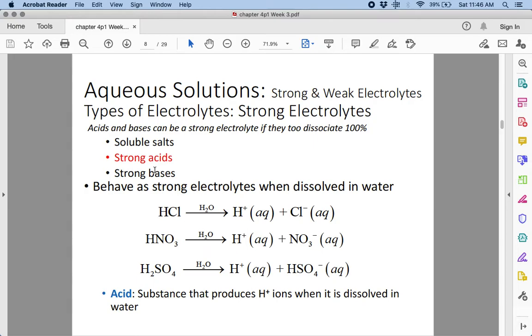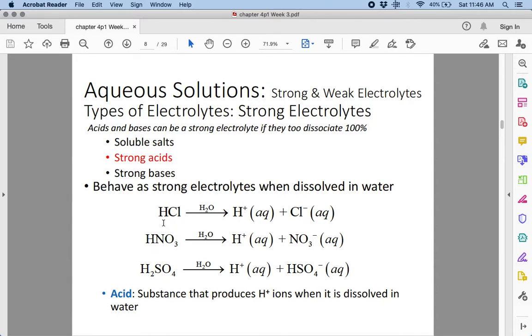So let's talk about our strong acids. Some examples I have here: HCl, HNO3, H2SO4. What we're talking about is they behave as strong electrolytes in water when they're dissolved. HCl, when it is dissolved in water, makes H plus and Cl minus. That's really what we have.